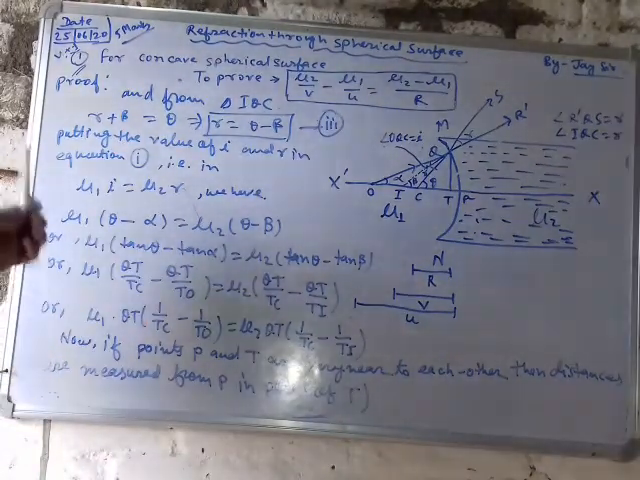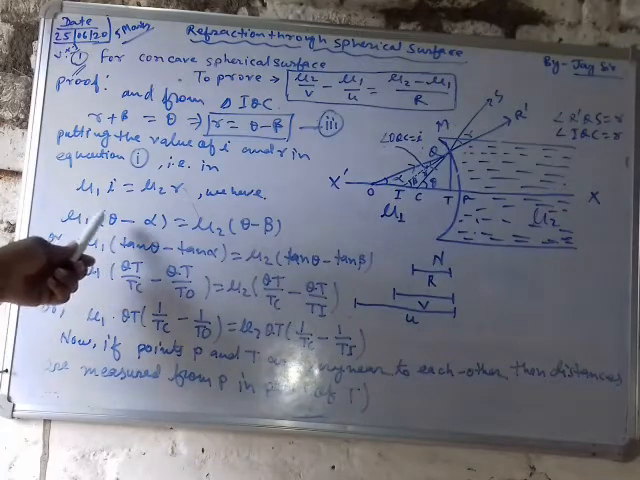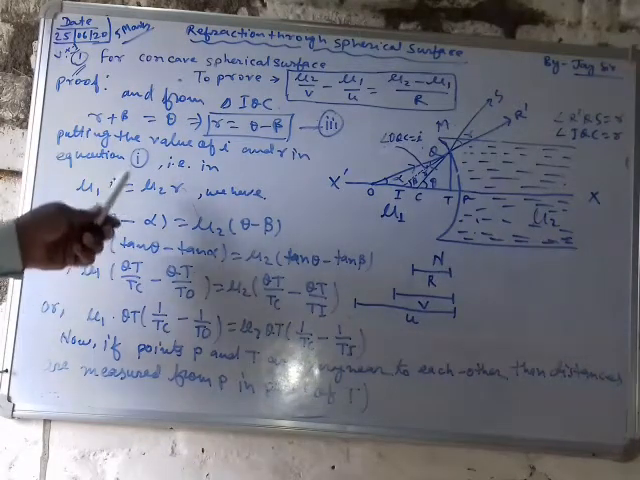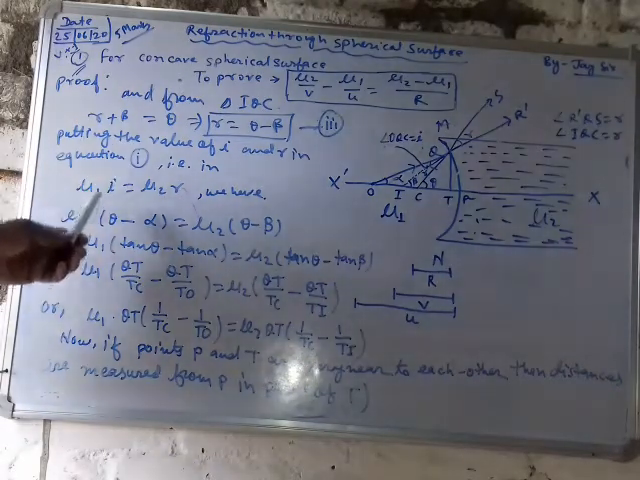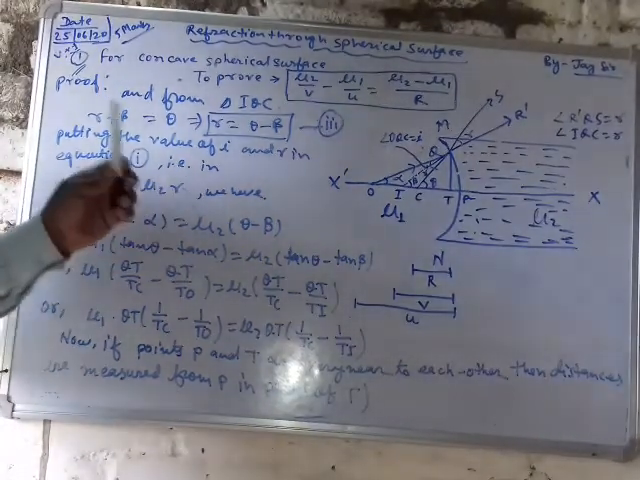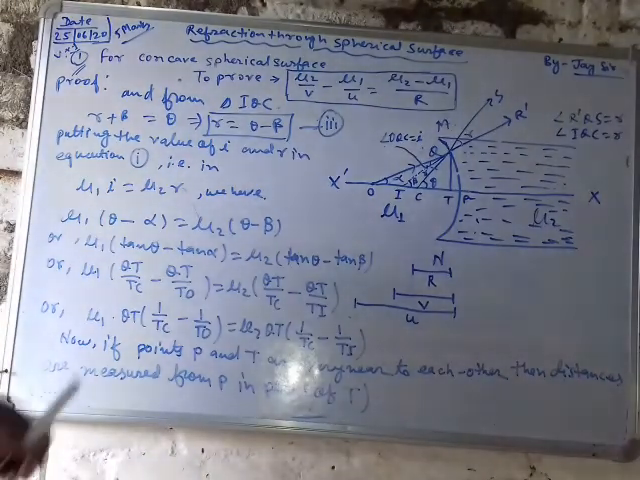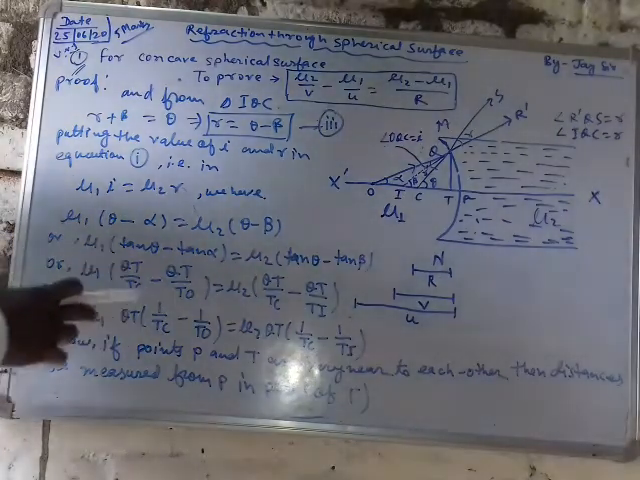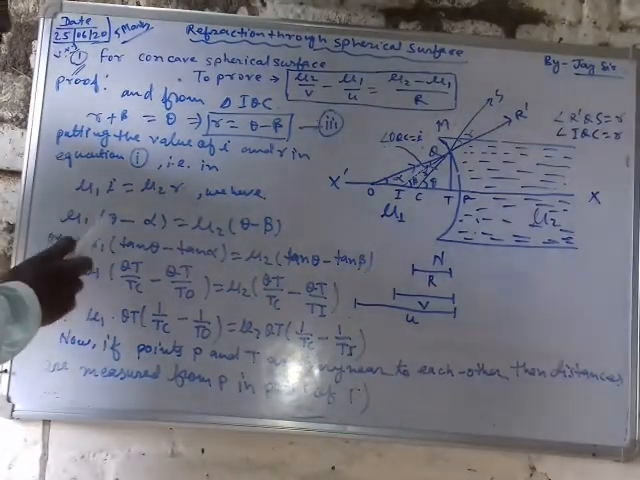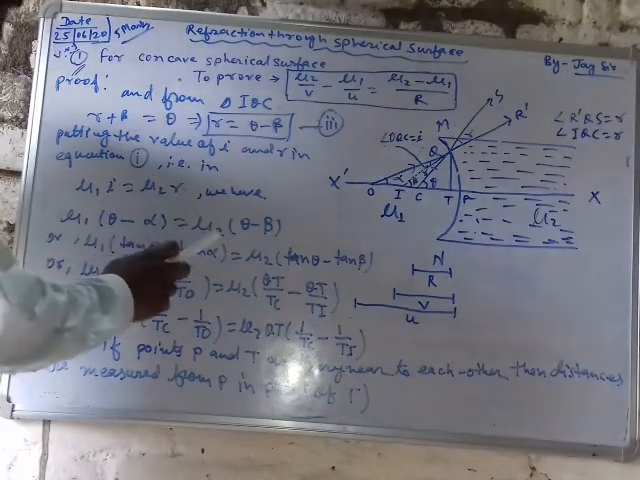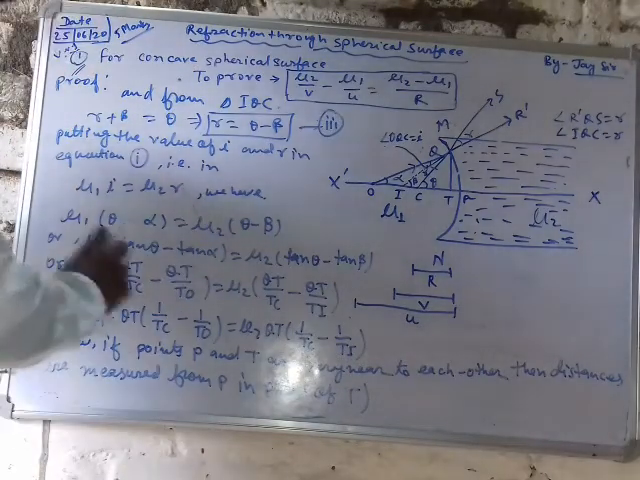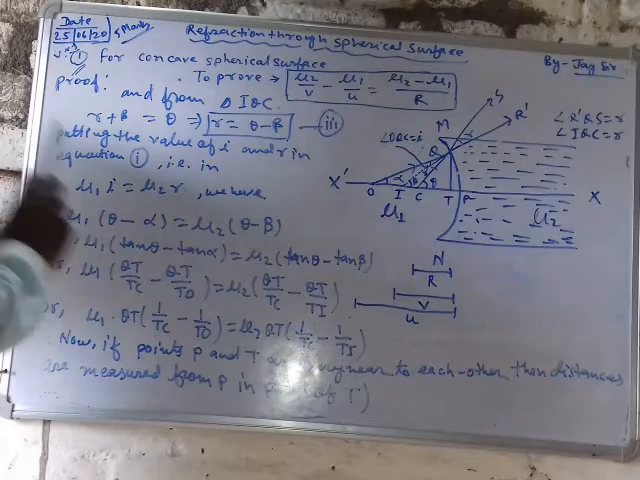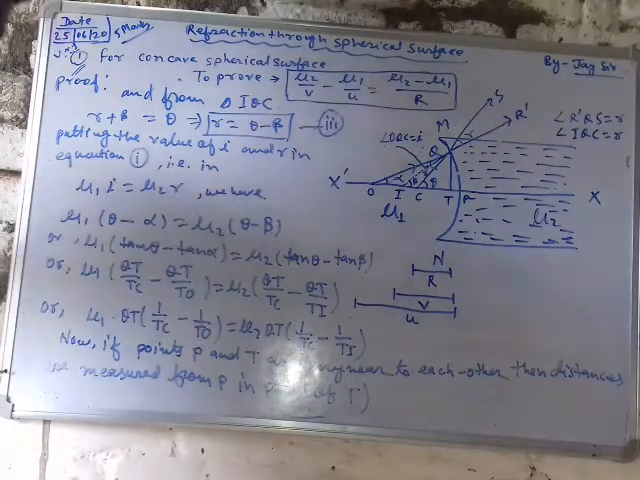So we find here we have mu1 (theta minus alpha). We put the value of i and r from equation 2 and 3. So we have mu1 (theta minus alpha) equal to mu2 (theta minus beta).